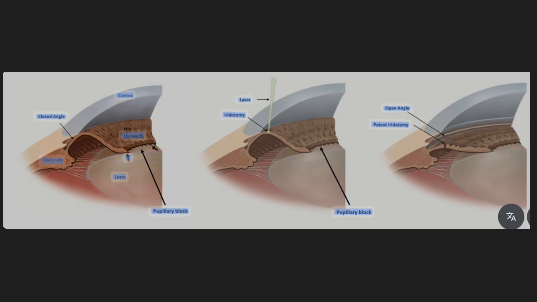This ensures that the iris stays flat as the pressure in front and behind it remain relatively equal, and that allows the angle to remain open.